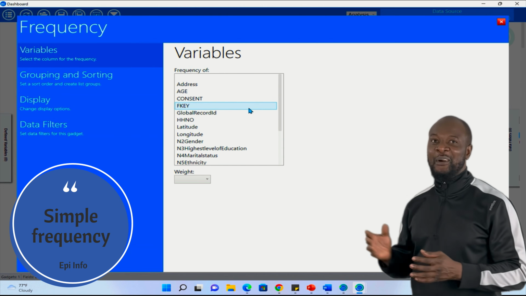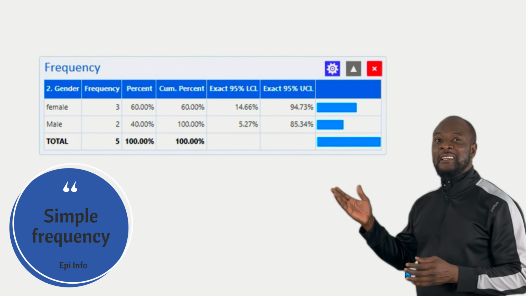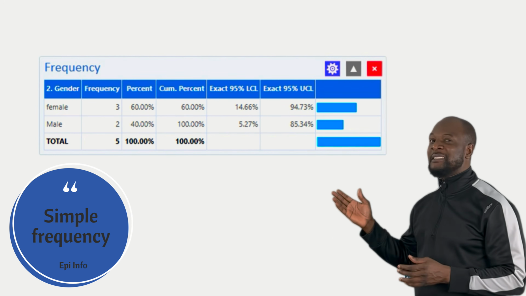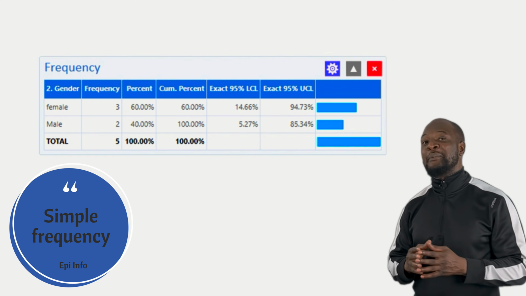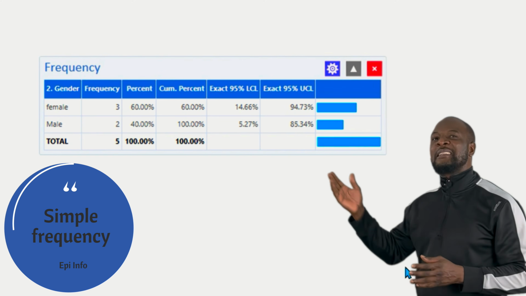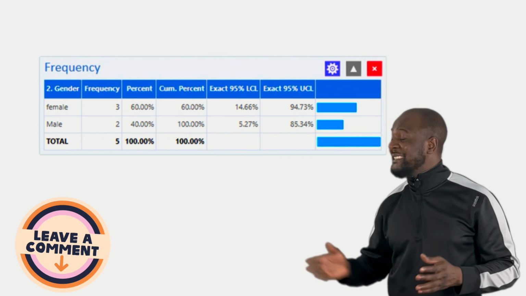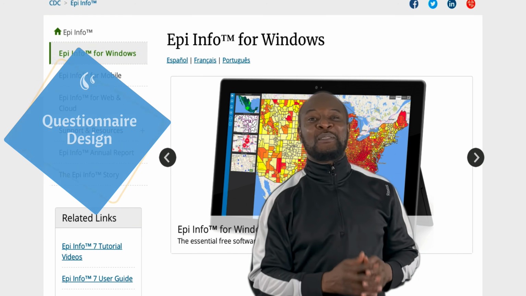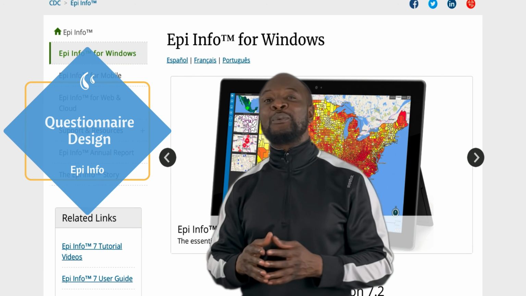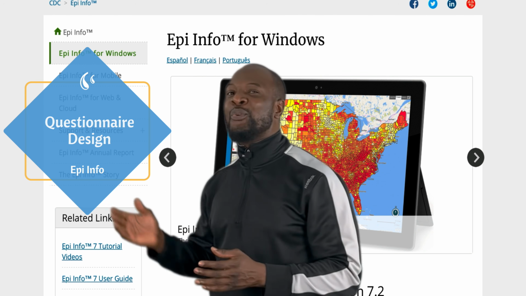Awesome stuff. You can see that there are 3 females and 2 males, with 60 and 40% respectively, and plenty other statistics. Even a mini bar chart there on the side. This is super awesome. So this is how to develop a simple questionnaire using Epi Info for Windows.